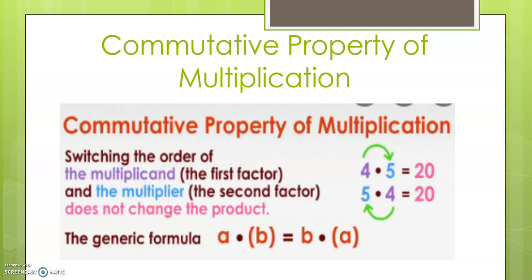This rule states that if you have a multiplication problem like 4 times 5, it does not matter which is the first or second factor. You will still get the same answer. You can say 4 times 5 is 20, or you could say 5 times 4 is 20. The order of the first and second factor does not change the product, and the product is the answer to a multiplication problem.